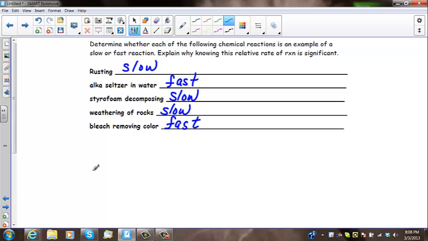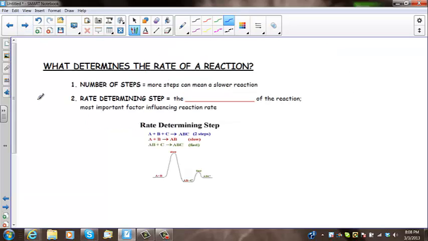Well, in chemistry, we're going to study reaction rates and mechanisms to determine how a chemical reaction reaches equilibrium. So what determines the rate of a reaction? Well, there's a number of steps. The more steps can mean a slower reaction. The rate determining step is the slow step of the reaction.